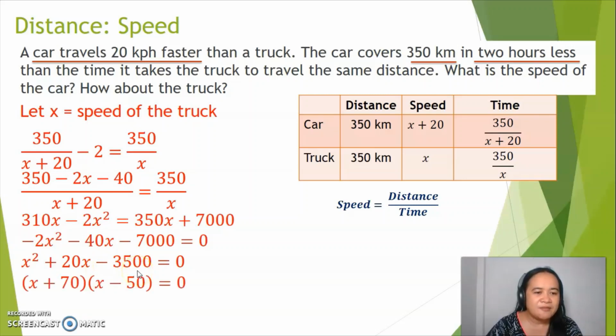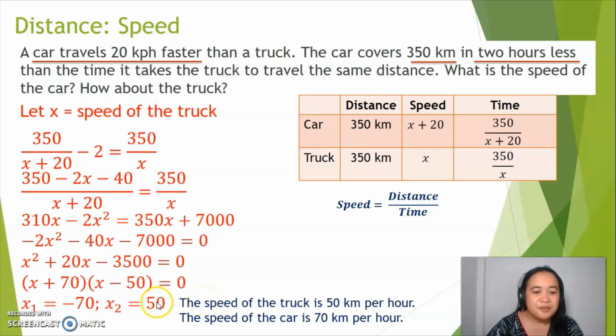Factors of 3,500. In order to get 20 would be plus 70 and minus 50. So in this case, we will consider 50. So that would be the speed of the truck is 50 kph, while for the car, 50 plus 20 would be 70 kph.